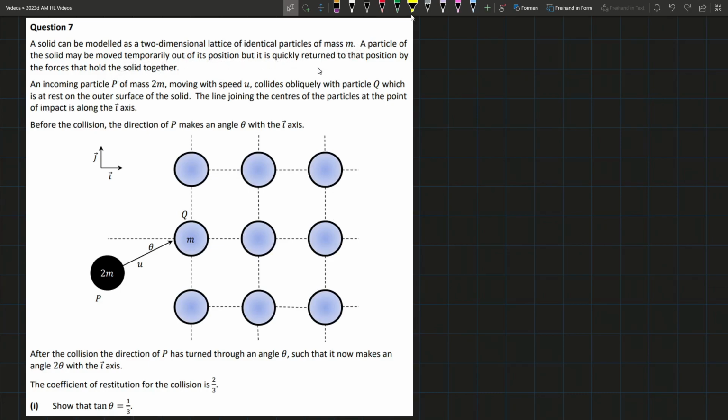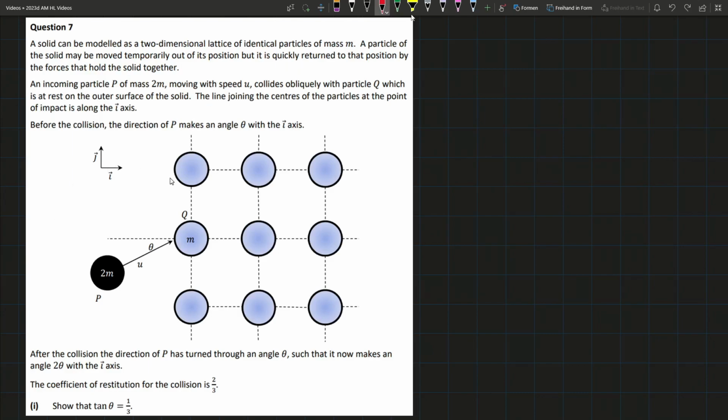its position, but it's quickly returned to the position by the forces that hold the solid together. So, for example, this little sphere Q here could move away, but it'll very quickly be moved back by some force. And then an incoming particle P of mass 2m, which moves with speed u, collides with Q obliquely, which is at rest on the outer surface. So that's just like a normal collisions question. It's just these two balls hitting each other. And the line joining the centers of the particles at the point of impact is along the i-axis.